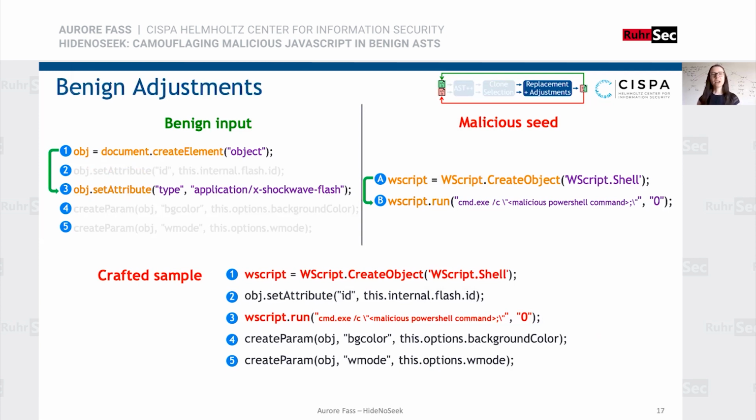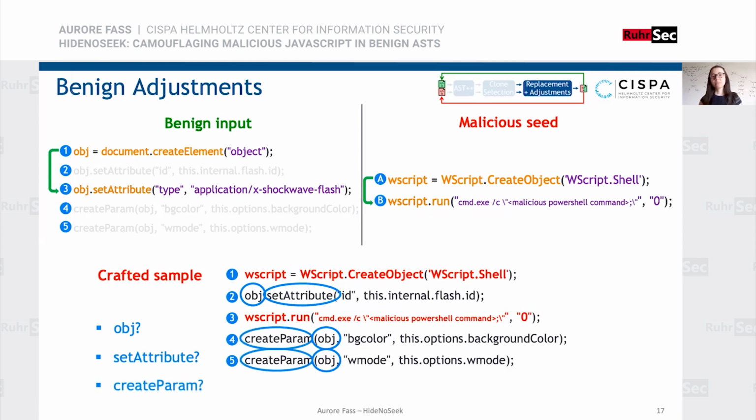The thing is, we have modified the benign or the crafted environment, which will of course result in the code not running anymore. Specifically, object is not defined anymore. So set attribute is not necessarily defined on, I don't know what, for an object anymore. The function create param is not necessarily defined anymore. So here we need some generic adjustments so that we still keep the same AST structure, of course, but that at the end our code should be running. So the question is, I guess, which nodes do we have to adjust? How can we know that?